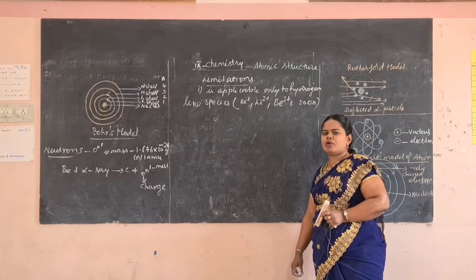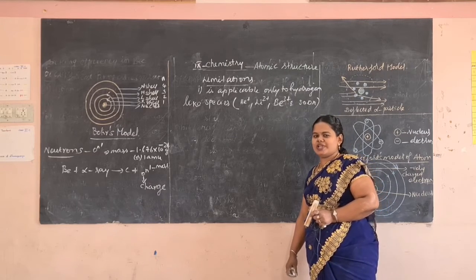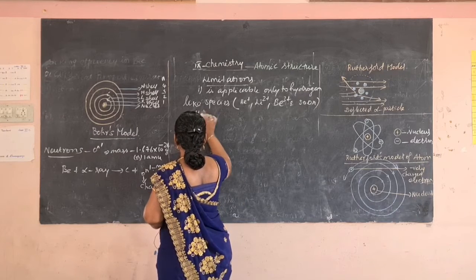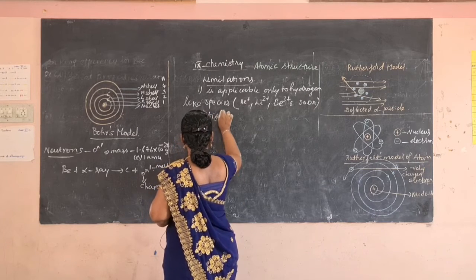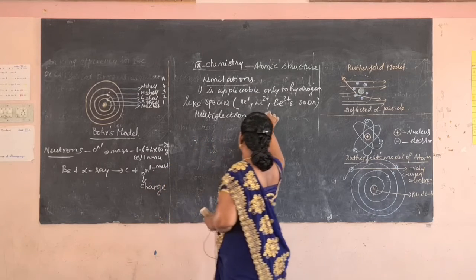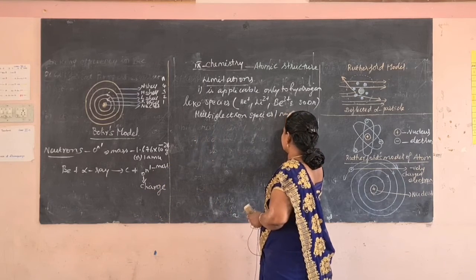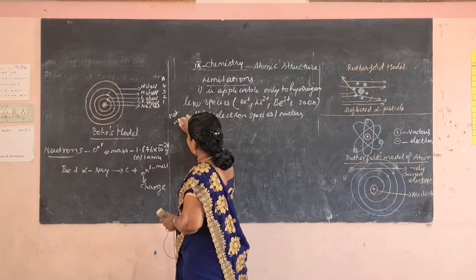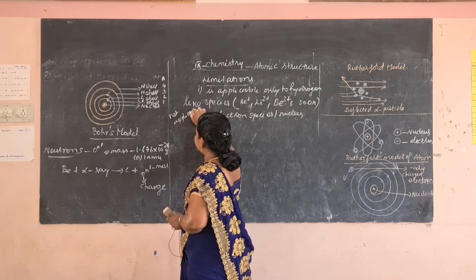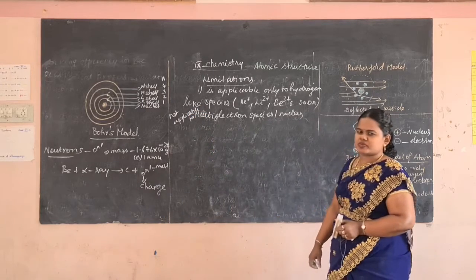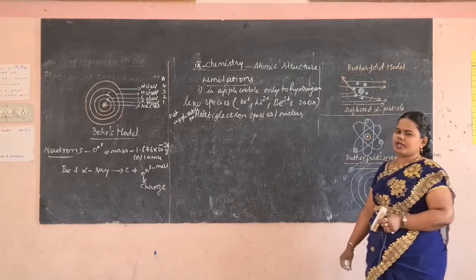It is not applicable to multi-electron species or nucleus. So Bohr's atom model applies only to hydrogen-like species.